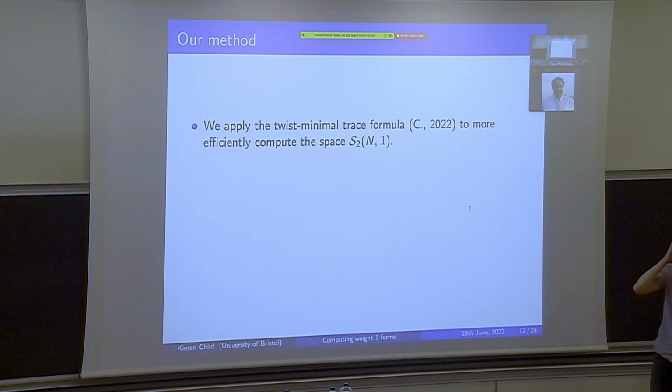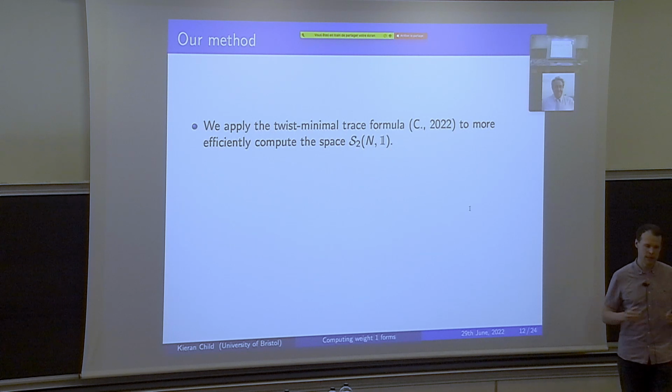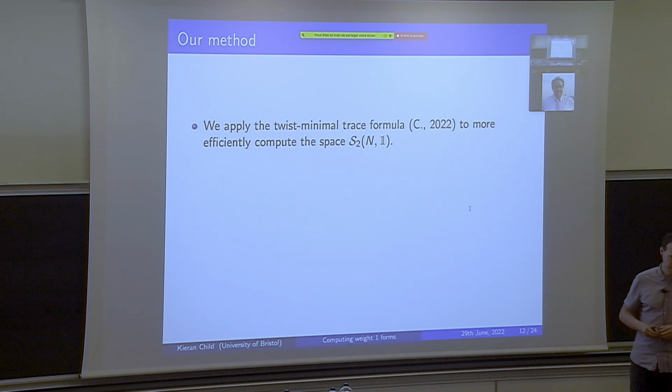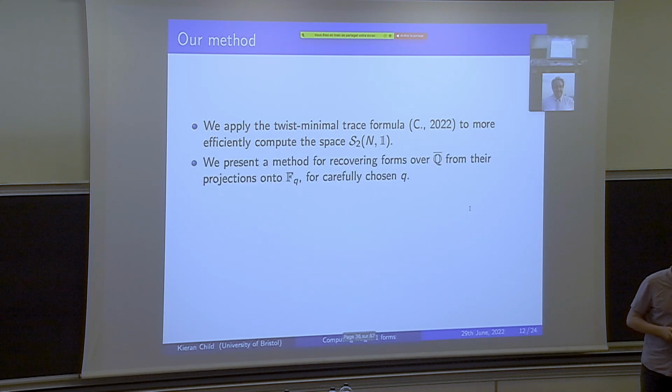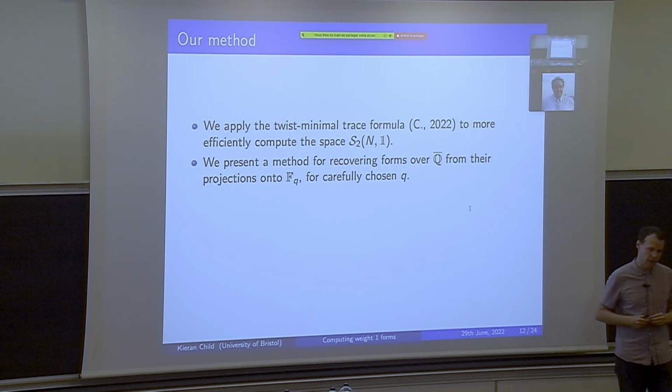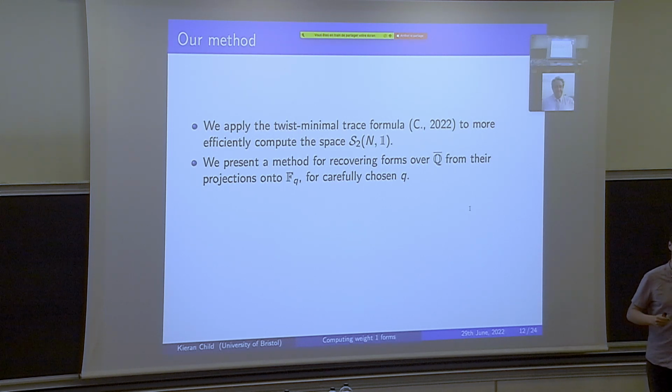So what's our method? Well, firstly, we've got a more efficient method of computing this weight 2 space from a previous paper on computation of weight 2 and above. So we can get our initial weight 2 space a lot quicker. And then also, we carefully choose our finite field so that for the projections that we get onto that finite field, we can actually recover the original forms over Q from that.